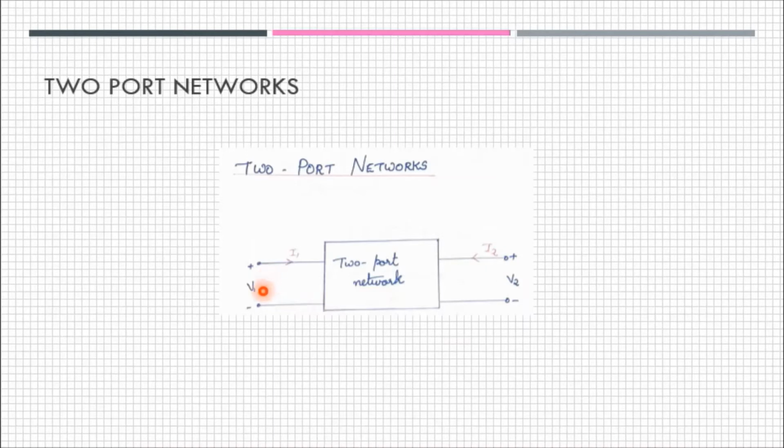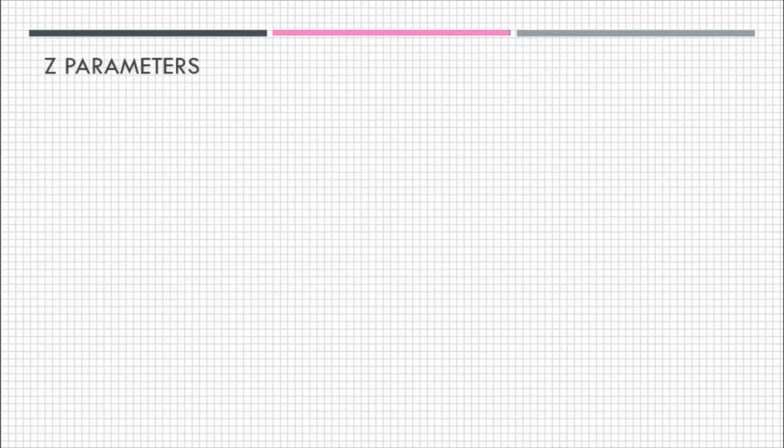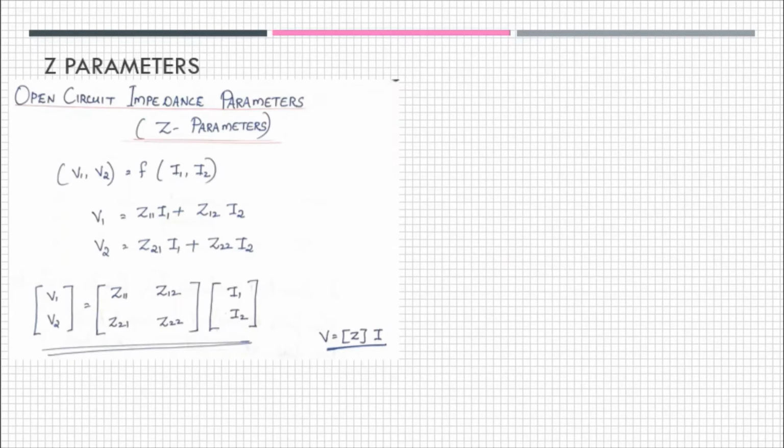Here, this is the input port and this is the output port. Input port voltage and current parameters are V1 and I1, and output port voltage and current parameters are V2 and I2. And in the fifth module, we have to study about the parameters Z parameter, Y parameter, transmission parameter, and hybrid parameters. And this video is about Z parameters or impedance parameters.